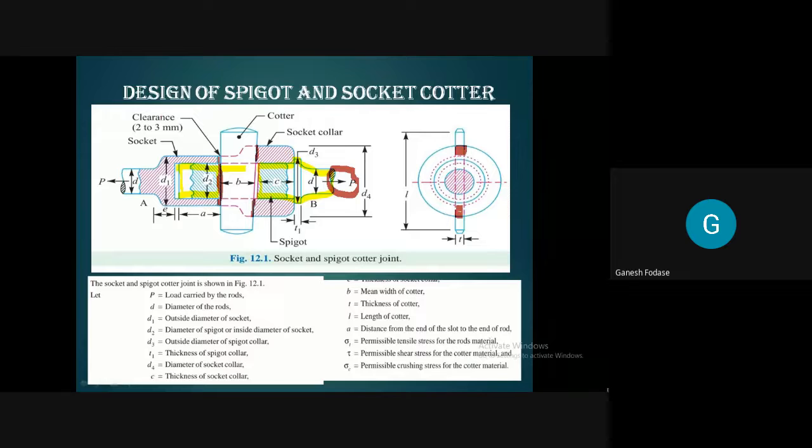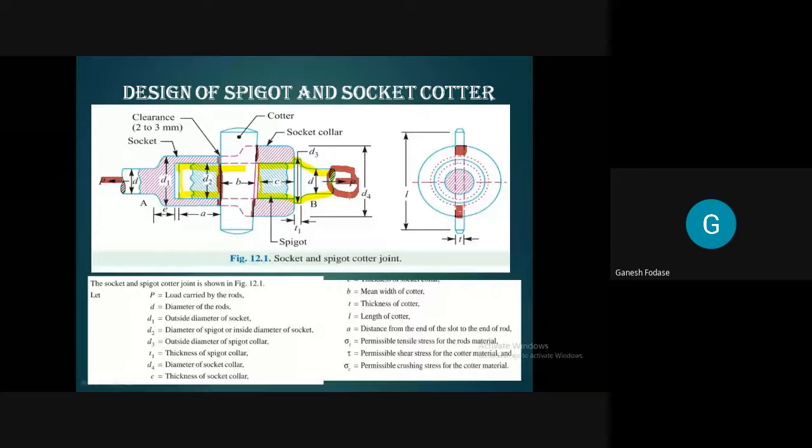So let's introduce these dimensions now. First, I told you P is the load carried by the rod. This P is acting on both sides, and of course it is tensile in this case. Remember, it is not always. This quarter joint is going to sustain both types of loads, either compressive or tensile. So P can be tensile or P can be compressive also.